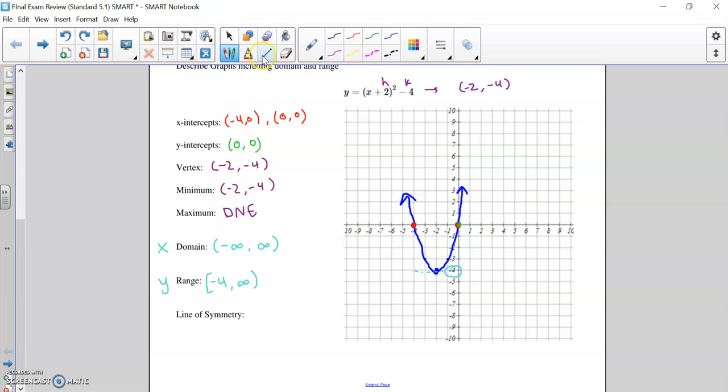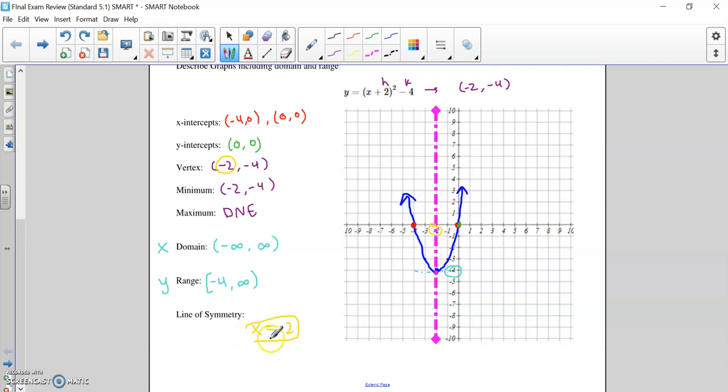Lastly, we have line of symmetry. This is the line that literally cuts your graph in half. For us, that will be this line right over here. So that line is an equation. Remember, it's a line of symmetry, so we need to write it as the equation of a line. Line of symmetry is always going to be x equals, because it's a vertical line, and it's touching the x-axis. And then it's going to be the number at which it does touch the x-axis. So for us, it's going to be negative 2. Another way you could think about it is that it's also always going to be the x value of the vertex.